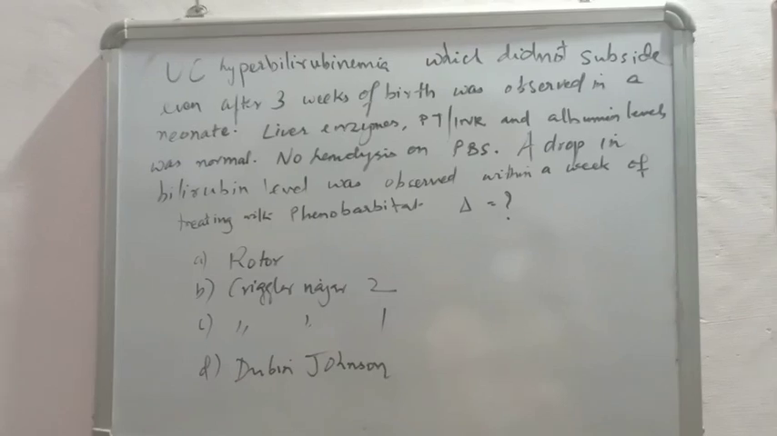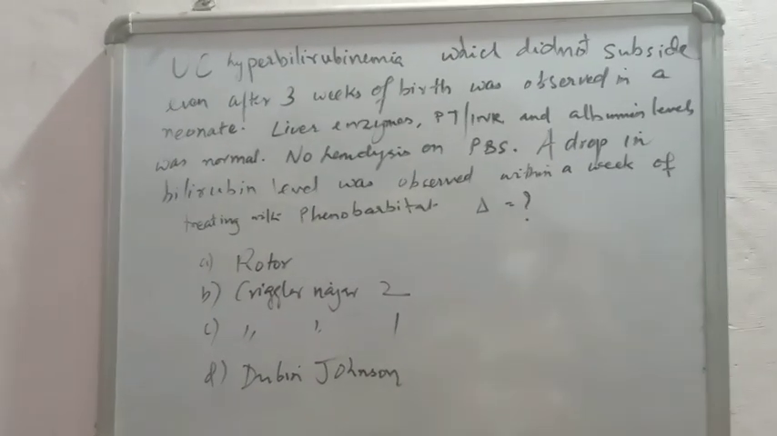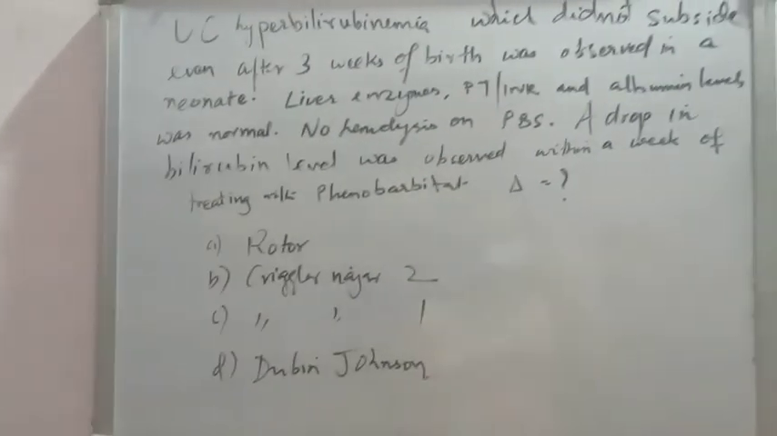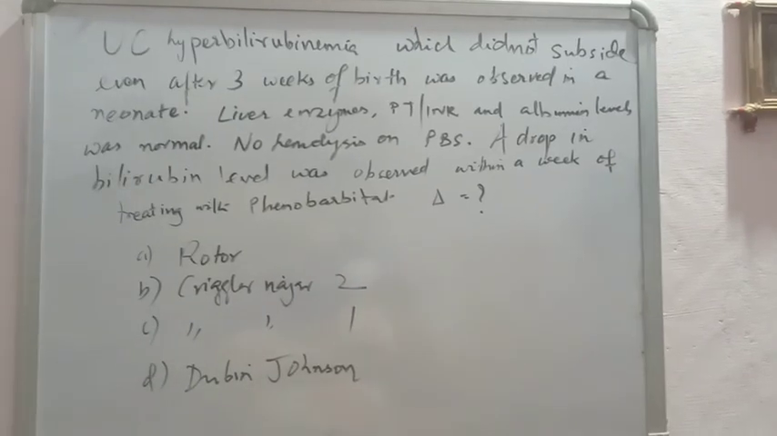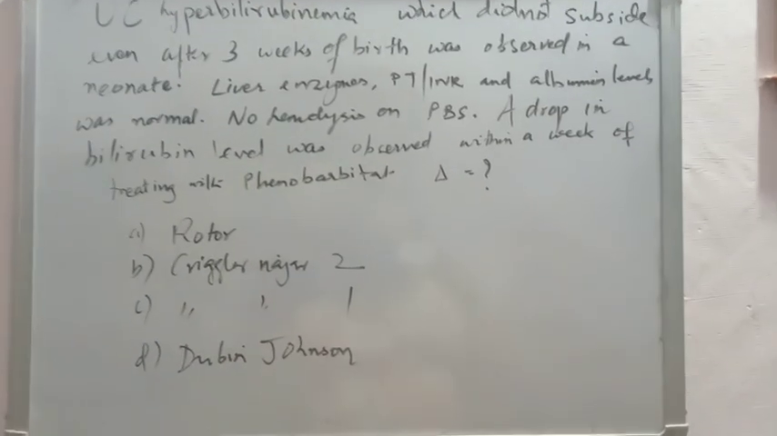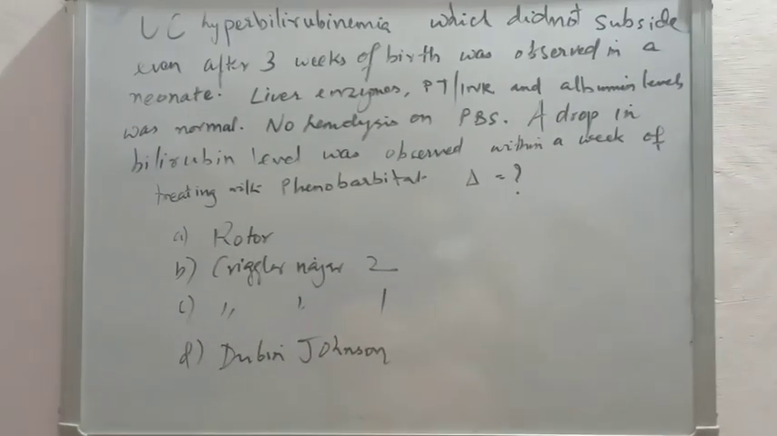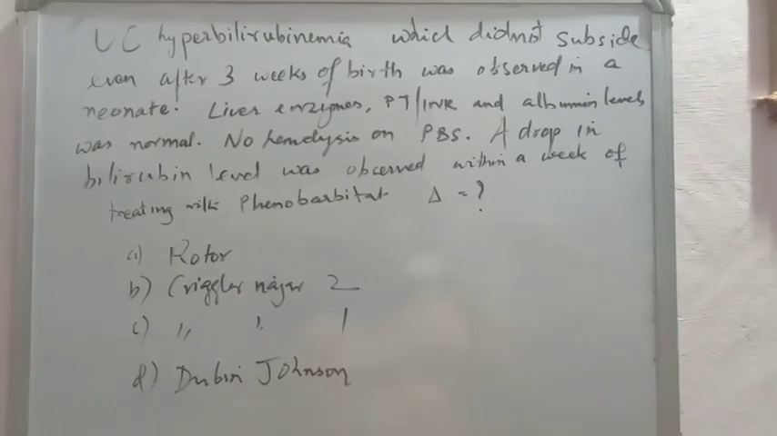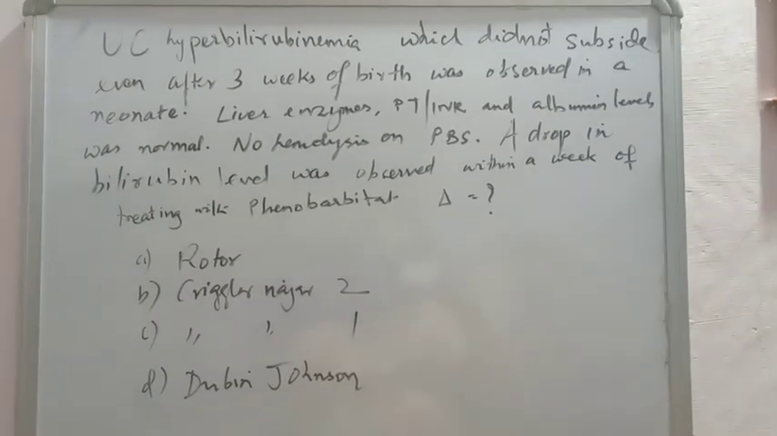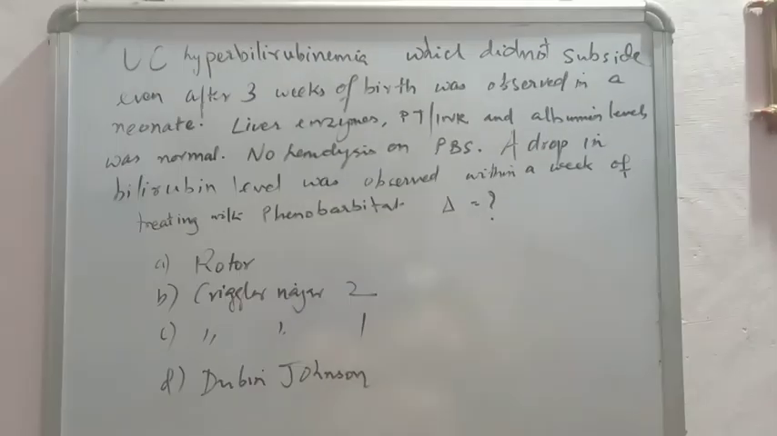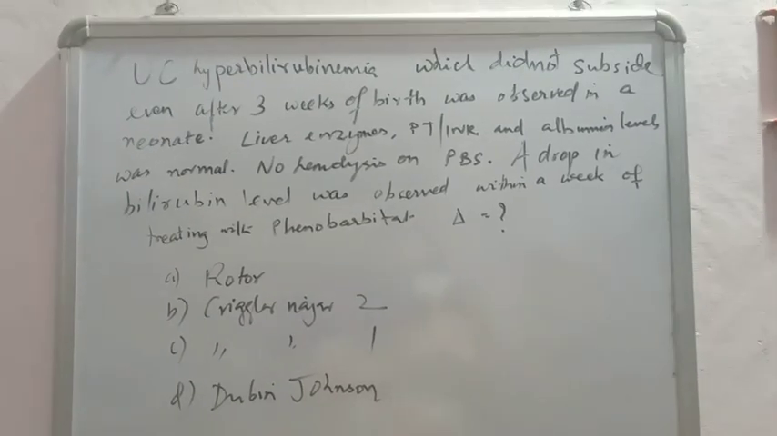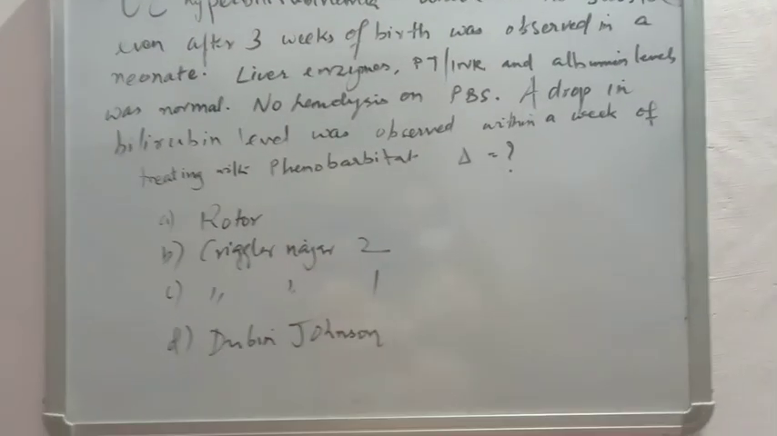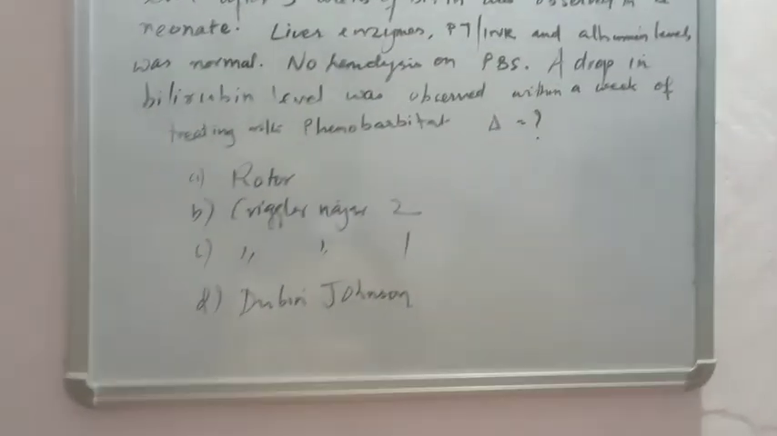Tell me the answer to this question. Unconjugated hyperbilirubinemia which did not subside even after 3 weeks of birth was observed in a neonate. Liver enzymes, PT, INR and albumin levels were normal. No hemolysis was seen on peripheral blood smear. A drop in bilirubin level was observed within a week of treating with phenobarbital. Now what will be the diagnosis? Rotor syndrome, Crigler-Najjar type 2, type 1 and Dubin-Johnson. So what will be the answer?